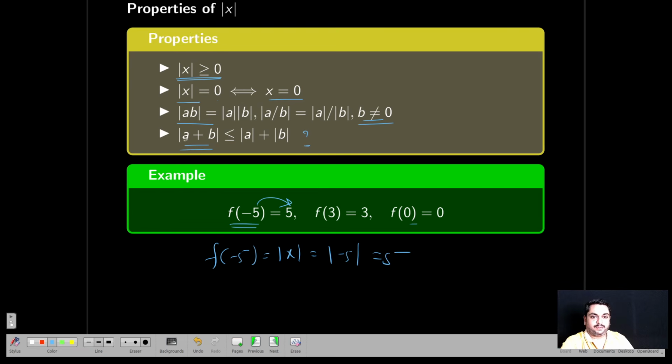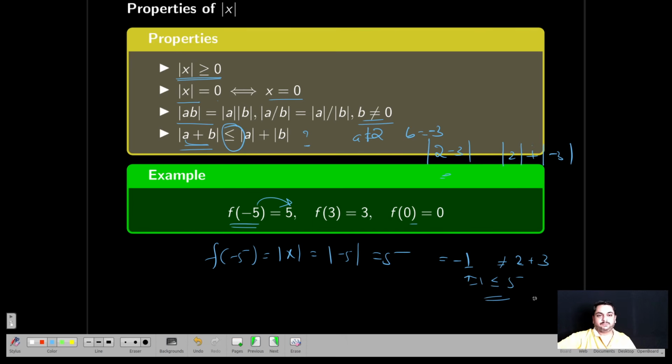See, for example, if I take A is 2, B is minus 3, let us say 2 minus 3. The other side is mod of 2 plus mod of minus 3. So this will be minus 1, and this will be 2 plus 3, because mod of x is x only. So this will be minus 1 and this will be 5. So they are not equal. So that is why they are written as less than or equal to. This value will always be less than or equal to this. Minus 1 is less than or equal to 5. That's true.